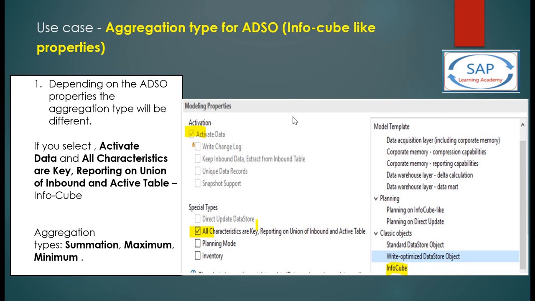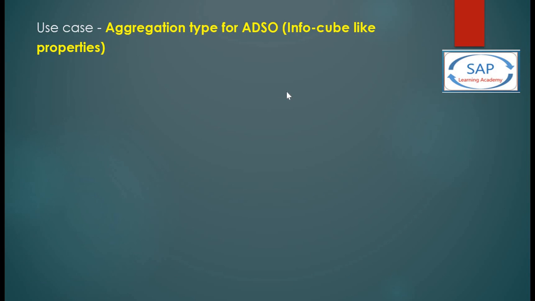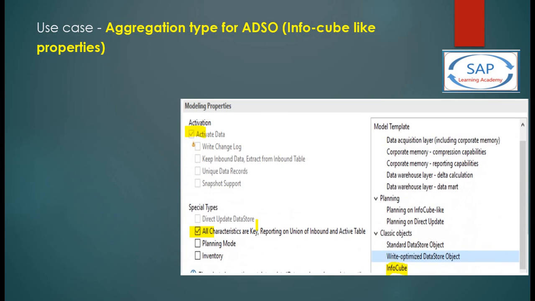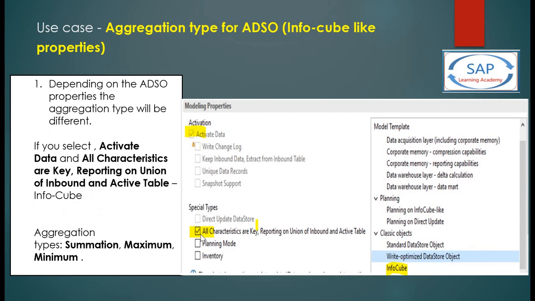So when you are creating the delta load for an ADSO with changelog, like in the previous slide, only then will your record mode be generated. But if you're talking about InfoCube-like, where you have properties enabled like all characteristics are key and reporting on union of inbound and active table, then even if you create the delta load, in the transformation you will not have the record mode. That's why it will not allow you to overwrite the data. You have only the options for summation, maximum and minimum.